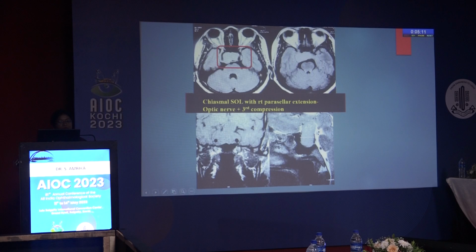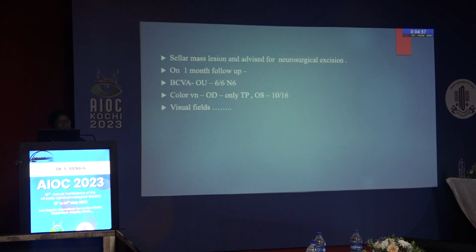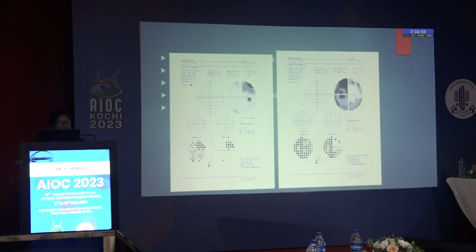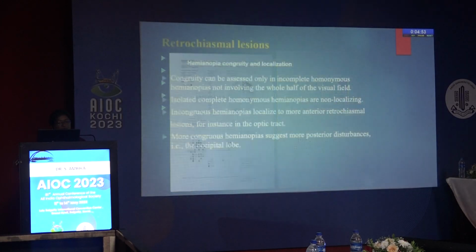So this is the lesion what I told, the sellar which is spilling over into the right parasellar area, and that's the cause. See, this is a classical dumbbell type of appearance. Sella, suprasella, and parasella, the mass was extending. So post-treatment, the patient had a good recovery of the vision as well as the ocular motility.